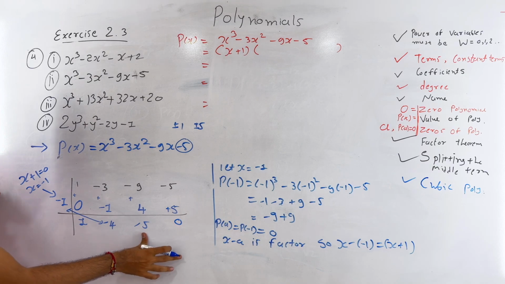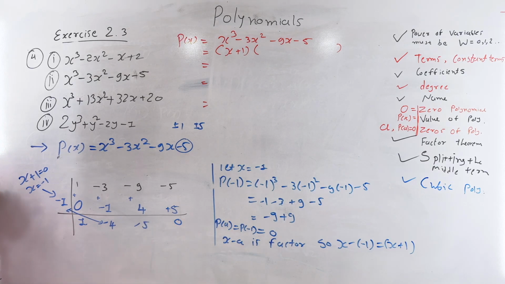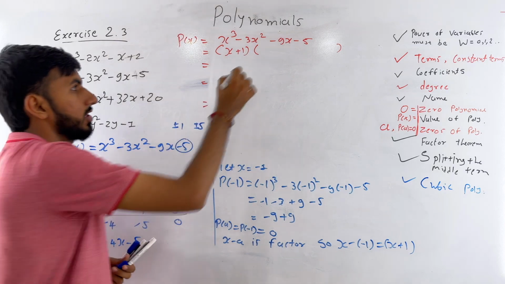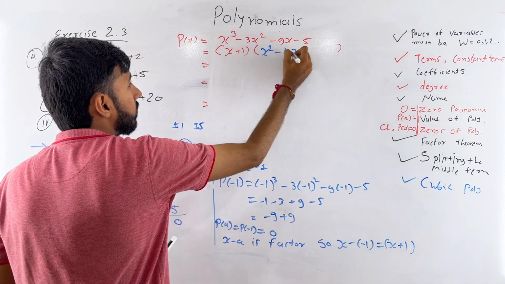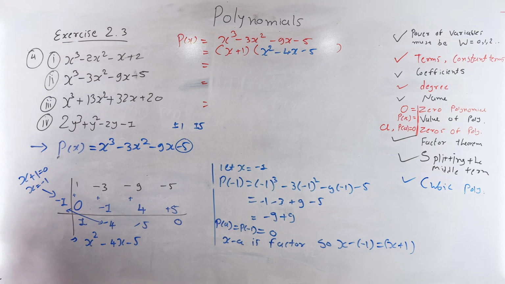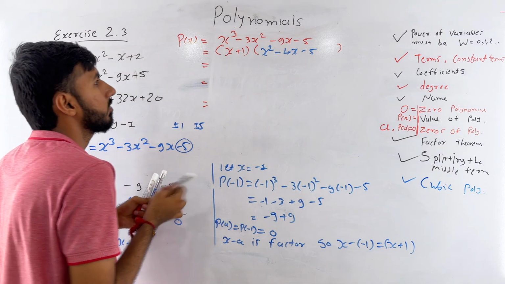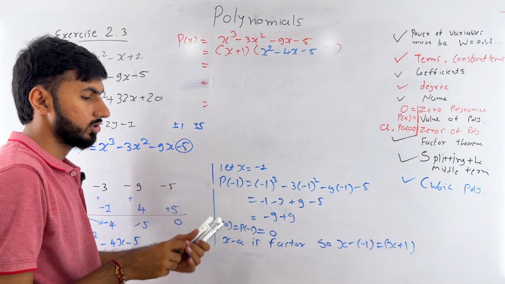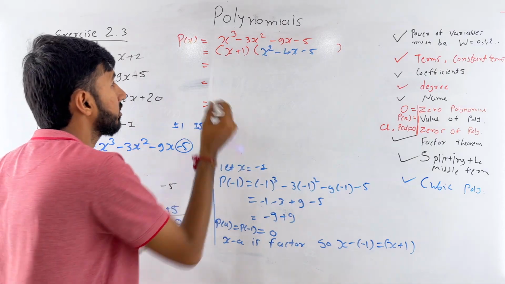These three are the coefficients of your quadratic polynomial, and this is the remainder. So I can write my quadratic polynomial will be x square minus 4x minus 5. Very easy. So I can write it here, x square minus 4x minus 5, right? Now we all know how to solve a quadratic polynomial. We can do it by just using the splitting the middle term method.